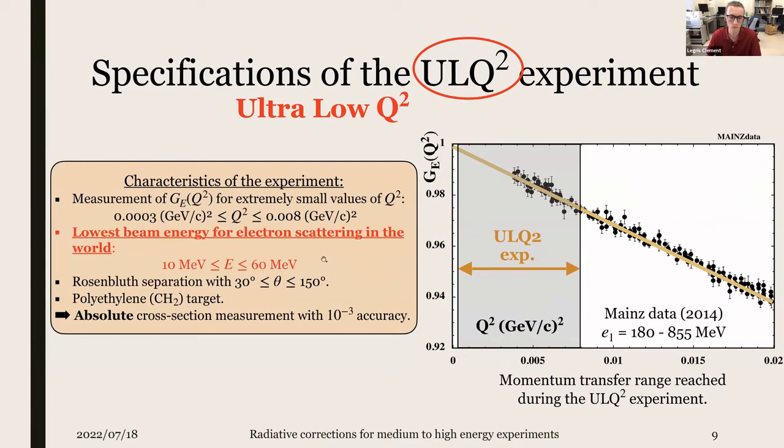And to do this, we'll be using the lowest beam energy for electron scattering in the world, with a beam energy between 10 to 60 MeV. So we'll be carrying out the Rosenbluth separation with an angle between 30 to 150 degrees. And as we'll be using a CH2 target, we'll be able to measure the absolute cross-section with 10⁻³ accuracy. So that's the goal.